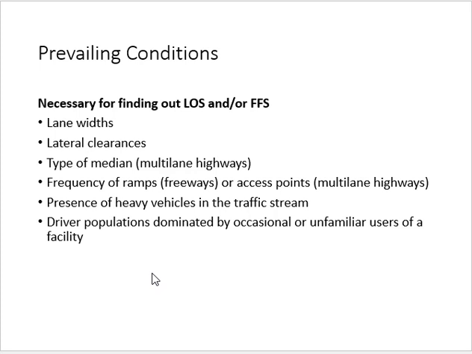So freeways cannot have access points, and multi-lane highways cannot have ramps. For freeways, we do ramp density. For multi-lane highways, we do access point density. The other way is not possible. You cannot have access points on a freeway, and you cannot have ramps on multi-lane highways.